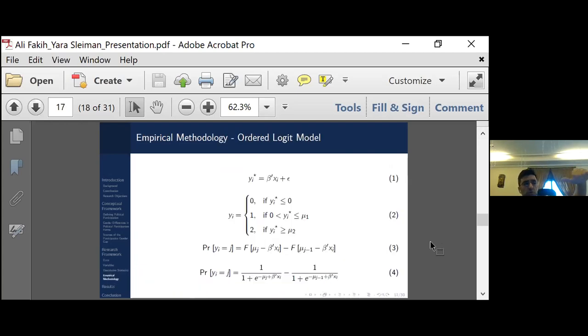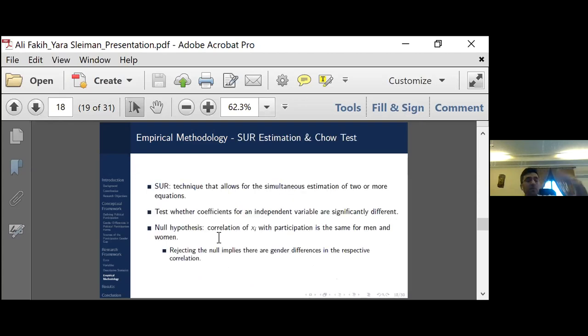We use the ordered logit model, as we have an ordinal scale. And second, we use a SUR regression in order to compare between the two samples. In the first, we use the ordered logit model where we pool our data for male and female, and we use the odds ratio, defined as the probability that the dependent variable has a certain outcome. So this is when we compare male and female.